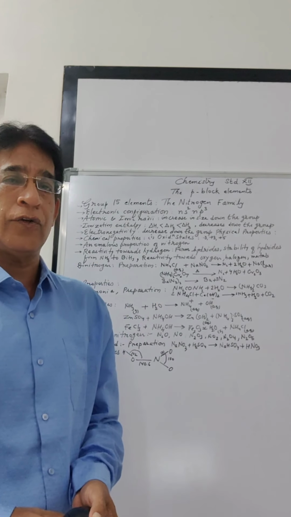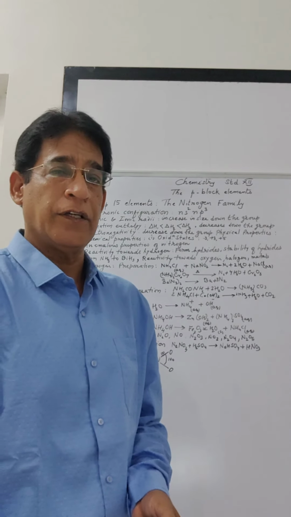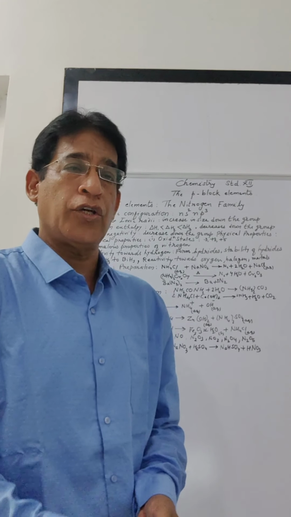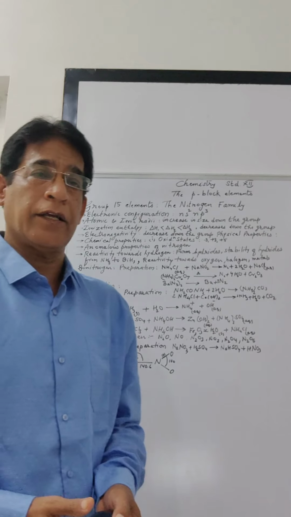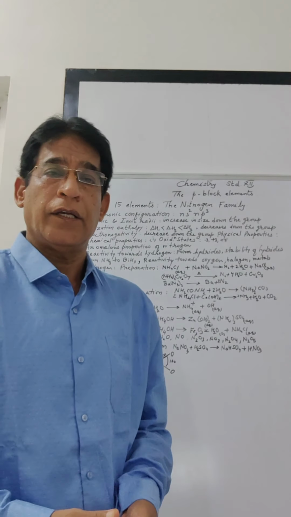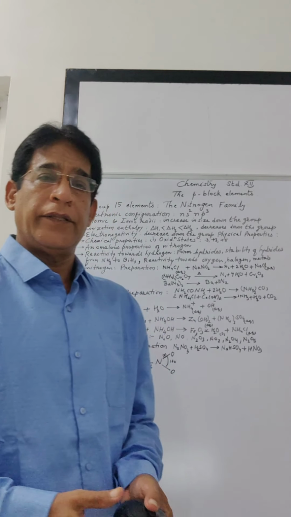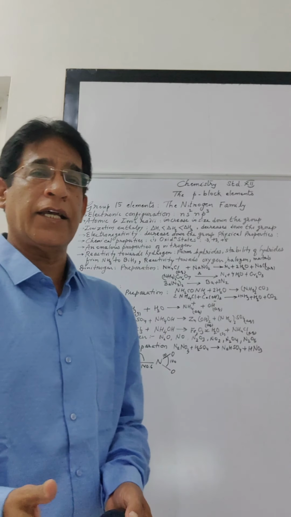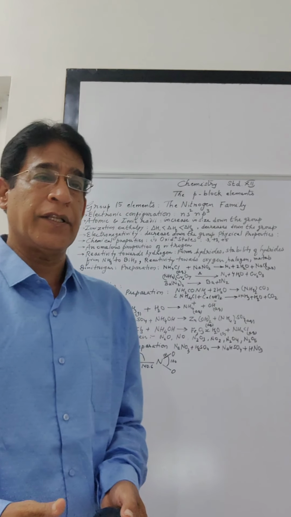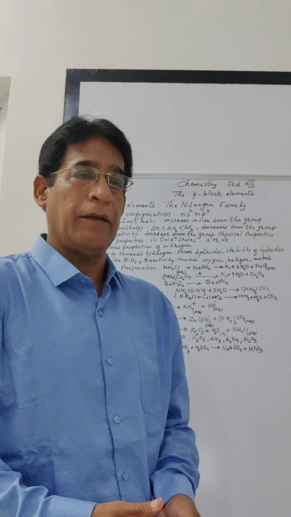As we go down the group, there is a shift from non-metallic to metallic character. Nitrogen and phosphorus are non-metals, arsenic and antimony are metalloids, and bismuth is a typical metal.